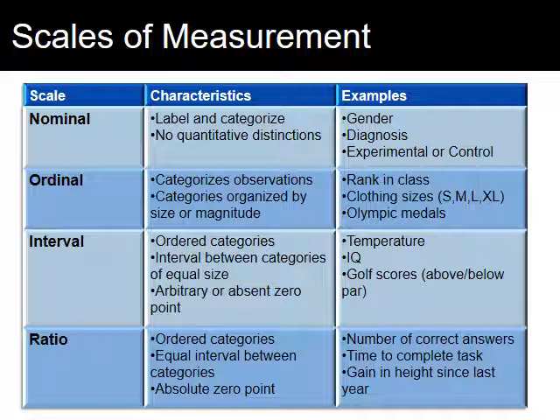variables that would fall into the ratio scale category would be number of correct answers on a test. It could be 0. Time to complete a task. Gain in height since last year, all of which could be 0. So the only difference between interval and ratio scales is that in a ratio scale there's an absolute 0 point. In an interval scale, the 0 point is arbitrary. So yes, it can be 0 degrees, but that doesn't mean there's an absence of temperature. It's an arbitrary 0.